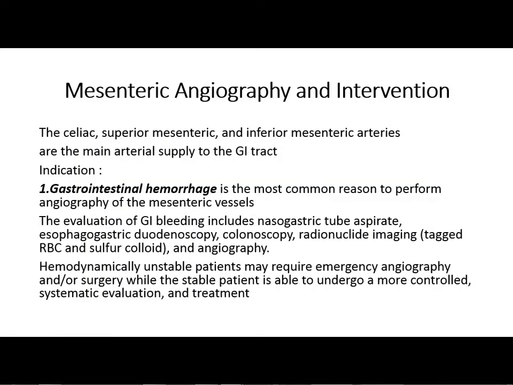Mesenteric angiography and intervention. The celiac, superior mesenteric, and inferior mesenteric arteries are the main arterial supply to the GIT. Indication: gastrointestinal hemorrhage is the most common reason to perform angiography of the mesenteric vessels. The evaluation of GIT bleeding includes nasogastric tube aspirate, esophagogastroduodenoscopy, colonoscopy, and radionuclide imaging, tagged RBC and sulfur colloid, and angiography. A hemodynamically unstable patient may require emergency angiography and/or surgery, while the stable patient is able to undergo a more controlled systematic evaluation and treatment.